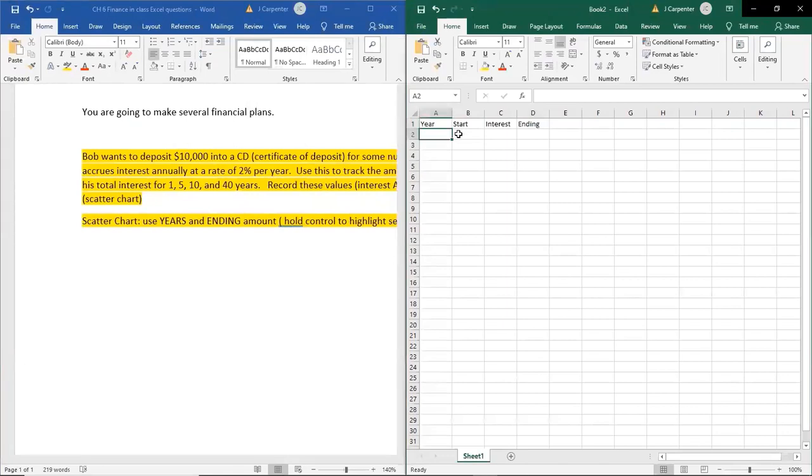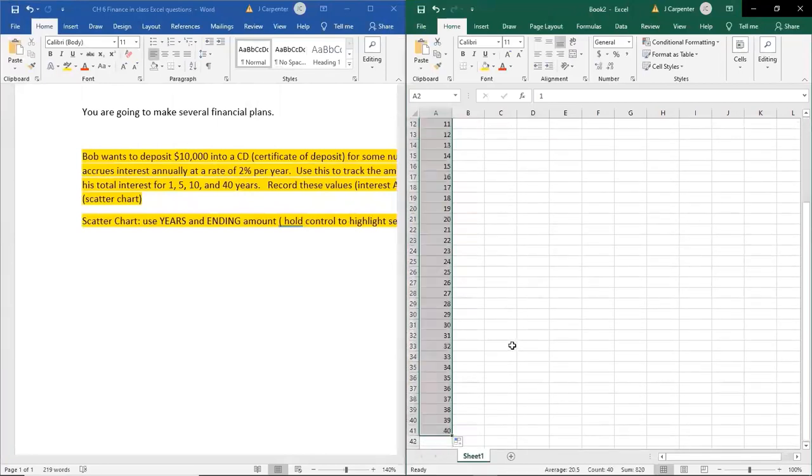So I don't want to type 1 through 40. I'm just going to type years 1 and 2, highlight both, then click the fill handle and go down to row 41. And that gives me 40 years. Wow, that was easy. The starting amount, that was the $10,000. So let's go $10,000. Then the interest, and let's format that as currency.